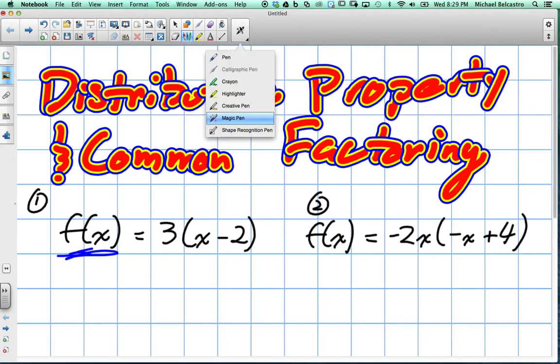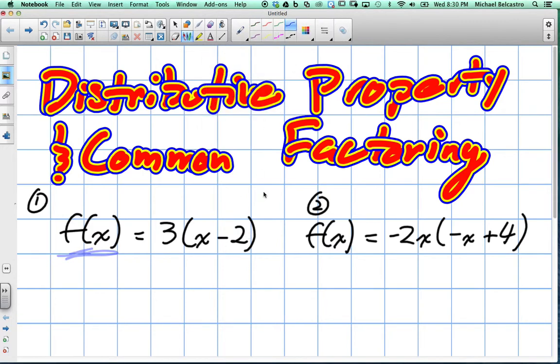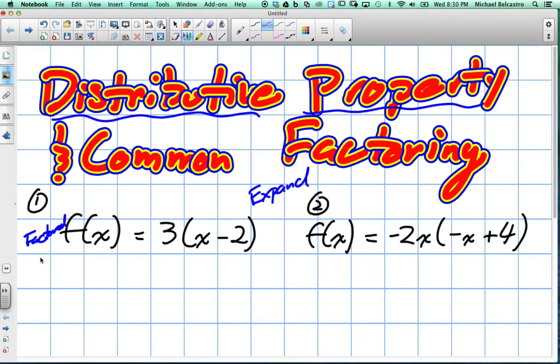If we were told to expand, that's when we're using our distributive property. That's essentially going from factored form to standard form. Okay, and we know how to do this. It's essentially just distributing the 3 to both of the numbers inside, right? So we go ahead with that, and we get 3x minus 6. Does that make sense to you?